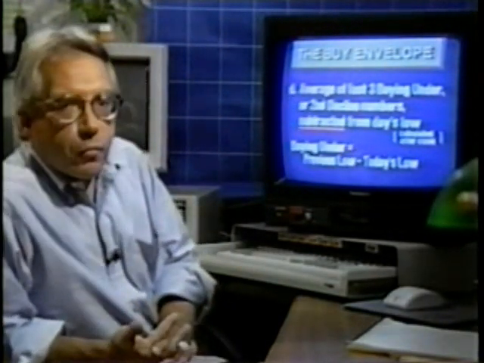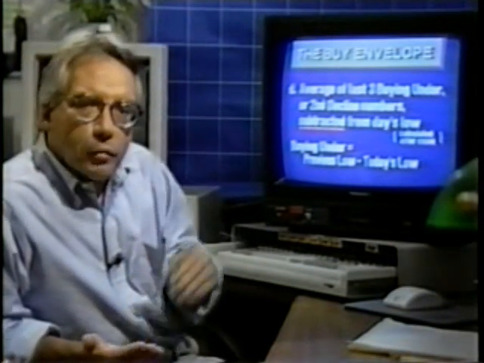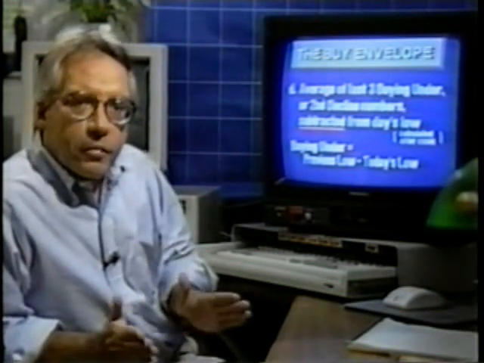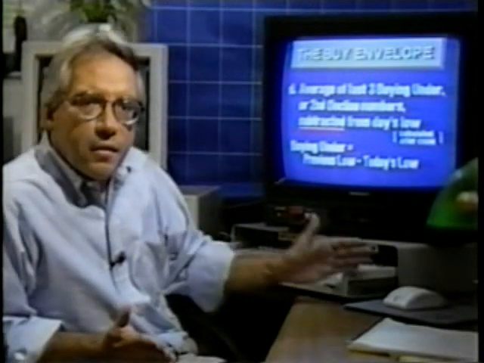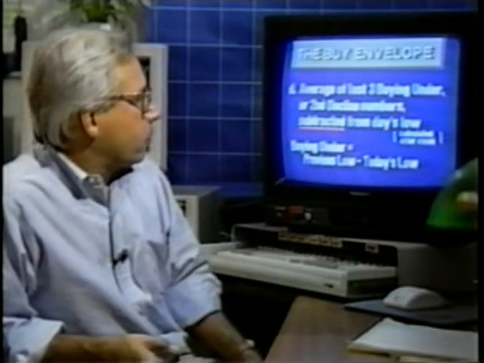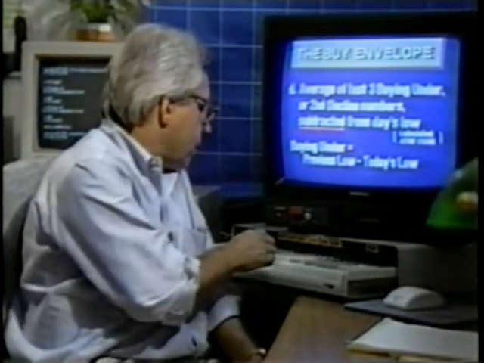The fourth component is the buy and under average, the average of the last three buy and under, or second decline, numbers subtracted from the day's low. So how much lower did the market go today than yesterday? It'll be a positive number if it was lower today, and a negative number if today's low was higher than the previous day's low. We do this over 3 days: Monday to Tuesday, Friday to Monday, Thursday to Friday. The buy and under is equal to the previous low minus today's low. Again, refer to the notebook if you have any questions on how to calculate these.